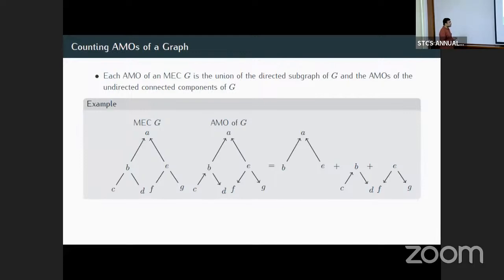We found that each acyclic moral orientation of a graph G is a union of two parts. One is the directed subgraph, and the other part is the union of the acyclic moral orientations of its undirected connected components. So this is an AMO of G, and this is the union of the directed subgraph of G and the acyclic moral orientations of the undirected connected components of G.